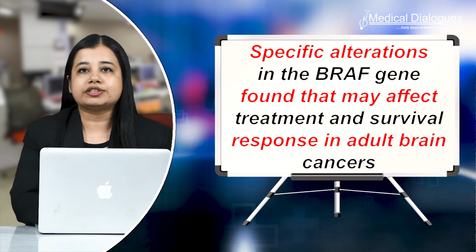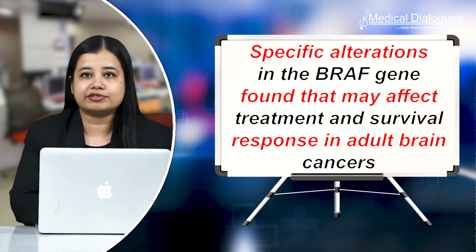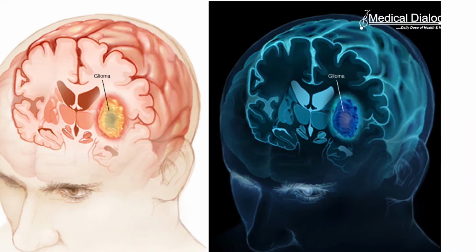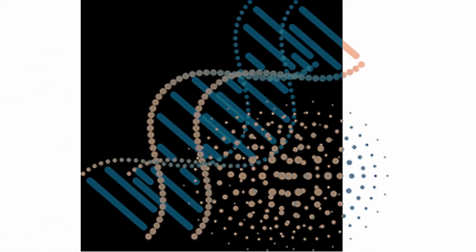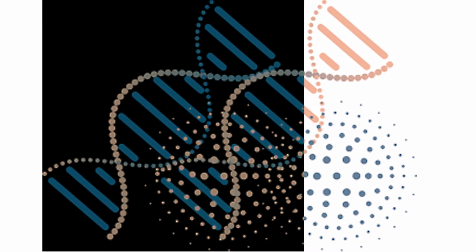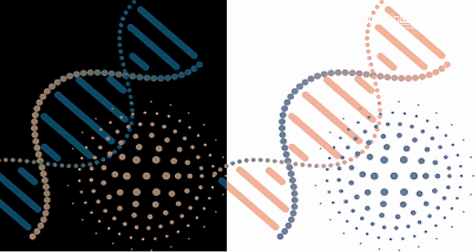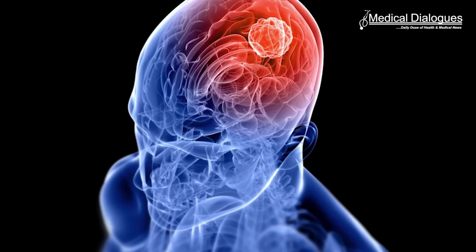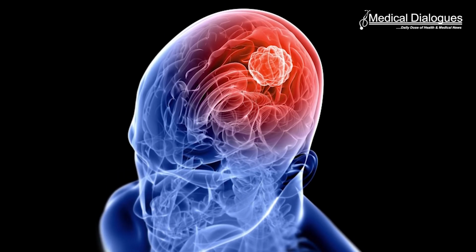I'm Mr. Zaman, and today I'm going to talk about specific alterations in the BRAF gene that may affect treatment and survival response in adult brain cancers. Researchers have identified a range of genetic alterations in glioma brain cancers that will help them to understand how different mutations in one particular gene interact with other gene alterations and which ones are more susceptible to targeted treatments in adults. BRAF alterations are important to identify in brain tumors because they can determine treatment.